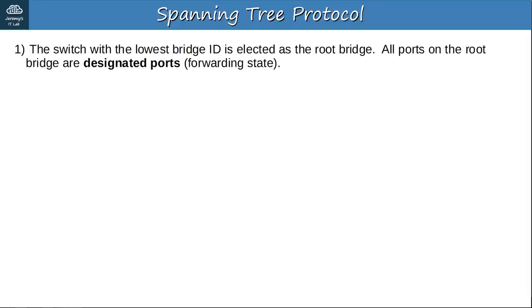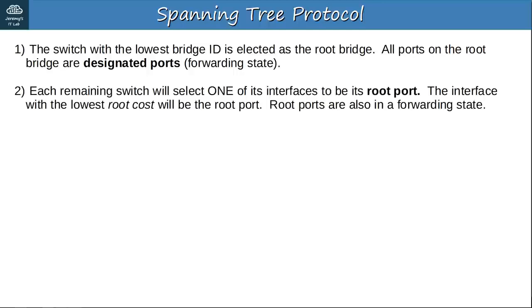So far we have covered the first step of spanning tree's process of creating loop-free layer 2 LANs. Step 1. The switch with the lowest bridge ID is elected as the root bridge. All ports on the root bridge are designated ports, so they are in a forwarding state. It's important that this is the first step that spanning tree takes, because the rest of the steps depend on knowing which switch is the root bridge. Now let's go on to step 2. All other switches will select one of its ports to be its root port. So that means there is one root port on each switch in the network, except on the root bridge. The interface with the lowest root cost will be the root port.